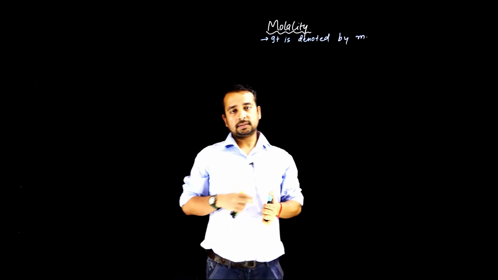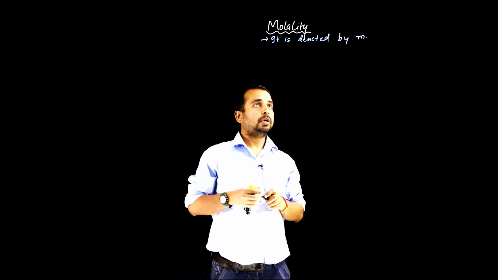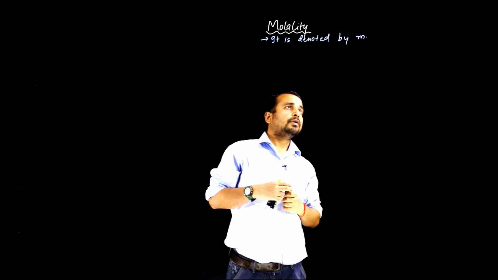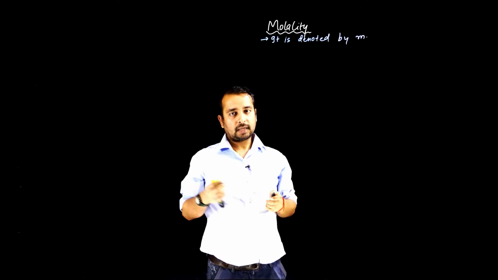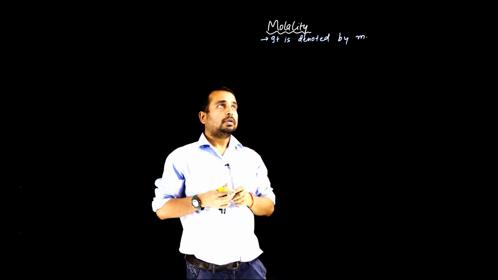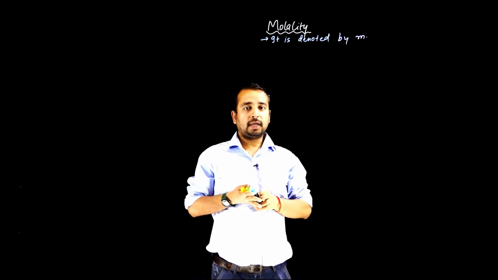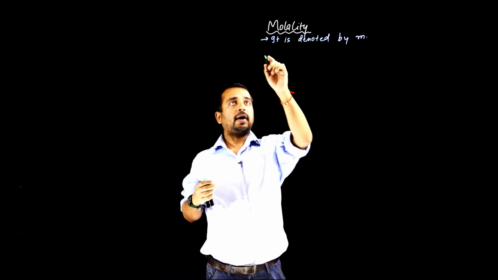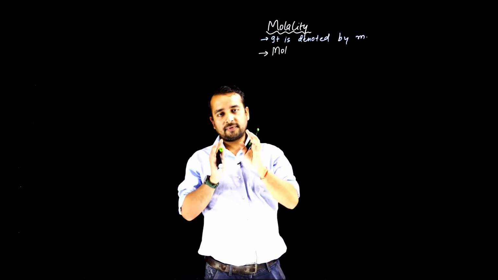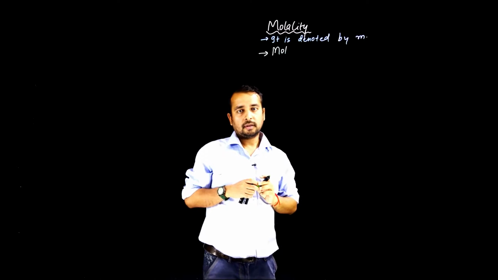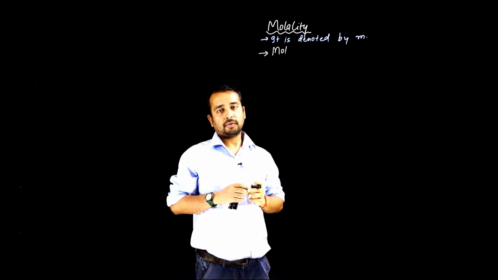Molarity is denoted by capital M, while molality is denoted by small m. Now we will see the definition of molality. Molality is defined as the number of moles of solute present in the solution per kg of the solvent.